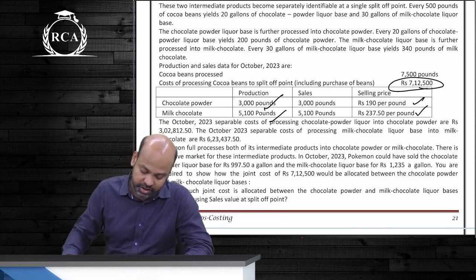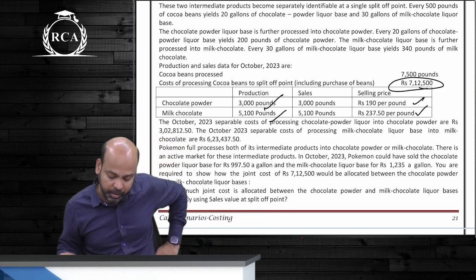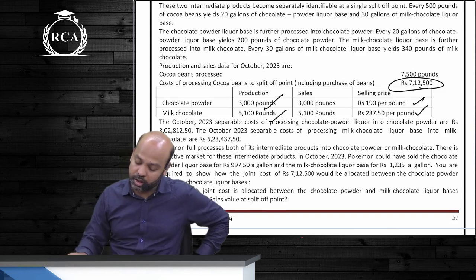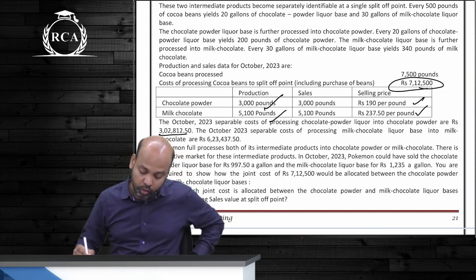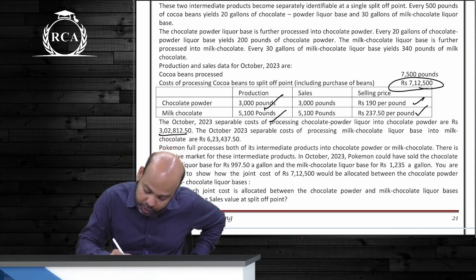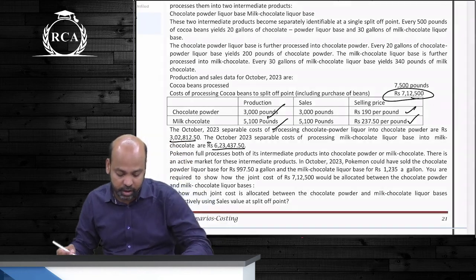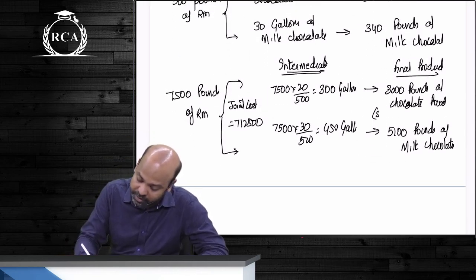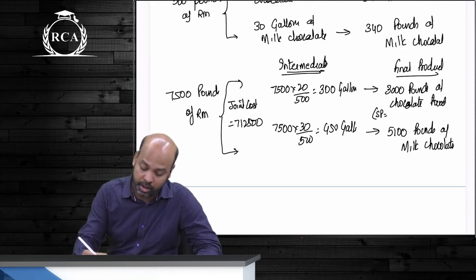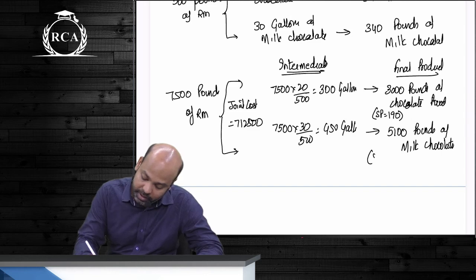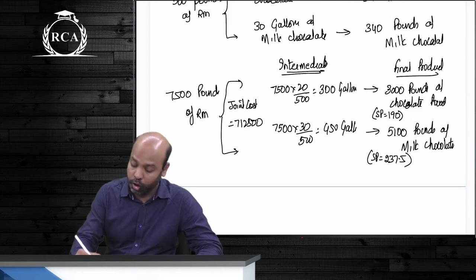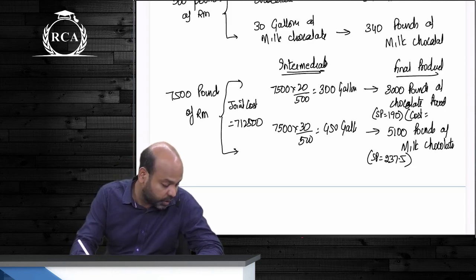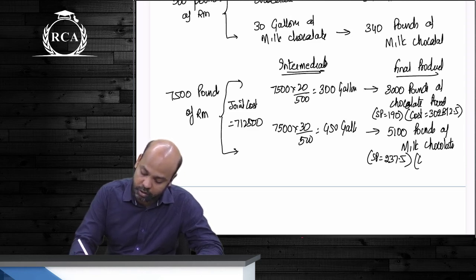Look below for the further processing cost. October 2023 separable cost of processing chocolate powder liquor into chocolate powder were 3,02,812.5, and for milk chocolate it was 6,23,437.5. So you are selling this at what price? Final product 190, and this one, this is the price at which we are selling it. What is the further cost that you incurred for the first one? 3,02,812.5. What is the cost that you are incurring here?